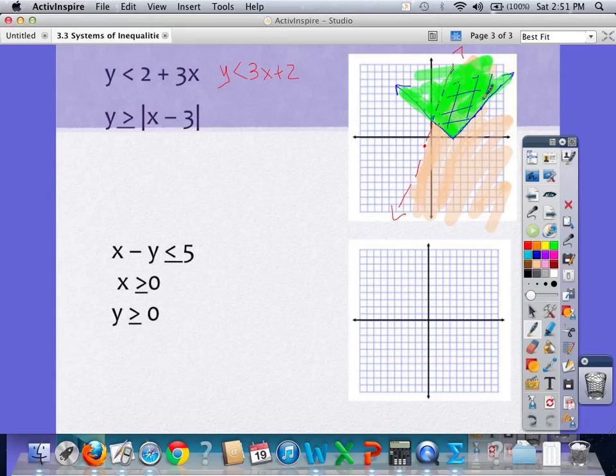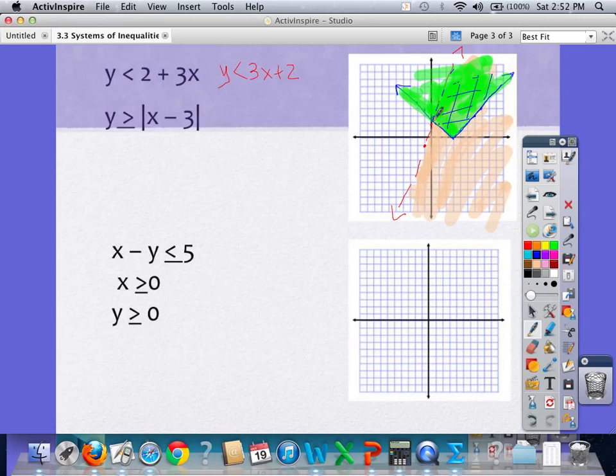Now, let me point out that if there was a point right on this solid line, it would be included. But if there's a point on the dotted line, it is not included. So anything in between, if it's on the dotted line, it does not count in the solution. But if it's on the solid line, you can. So in other words, the point (3, 0) would count, but this point over here, where the dotted line is, it would not. Okay? All right, so there's your system for that.